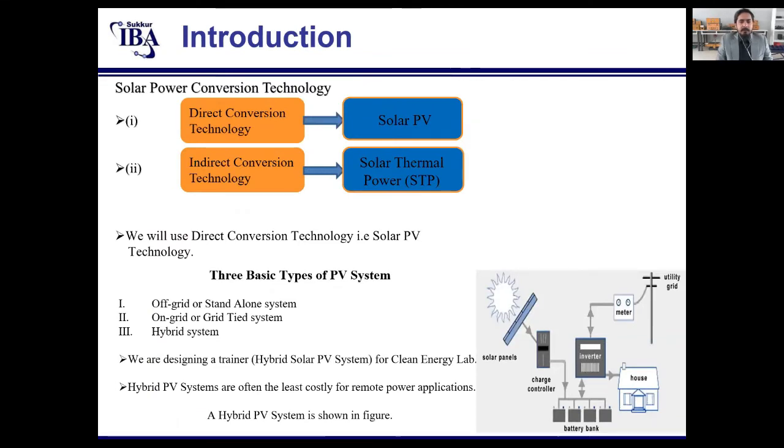There are two types of solar power conversion technologies. First is direct conversion technology like solar PV, and other is indirect conversion technology like solar thermal power. We will use the direct conversion technology in our project. Three basic types of PV system: first is off-grid or stand-alone system, second is on-grid or grid-tied system, and third is hybrid system.